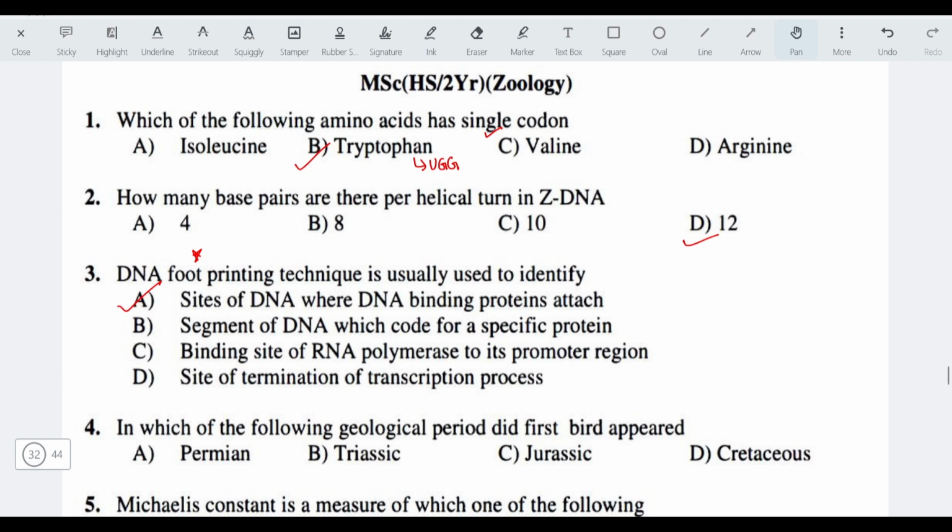Next question. In which of the following geological periods did the first bird appear? The correct answer is Jurassic. The first bird, what was it? Archaeopteryx. Archaeopteryx. They appeared in the Jurassic period. Next question.